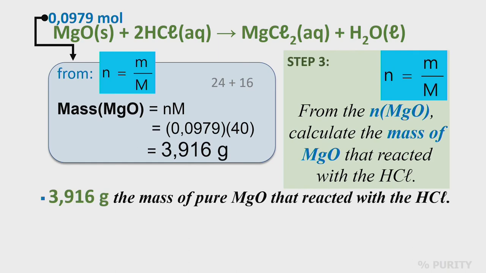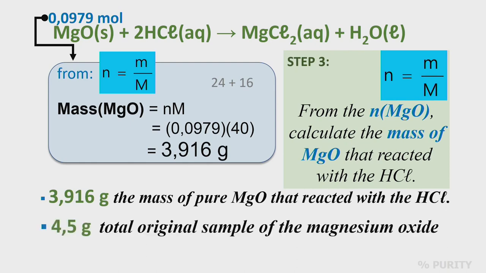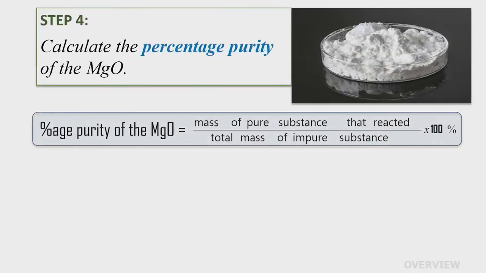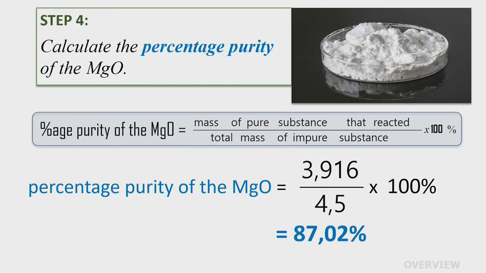So that is the mass of pure magnesium oxide. That is the original one. I use those two numbers. I take that one, divide by that one, multiply by 100, and I have my percentage. Here I go. So let's do it now. So the percentage purity is there at the top, which is 3.916, remember? And what was the mass at the beginning? 4.5 multiplied by 100%. And there I have my answer. And there you have it. 87. So the person who sent me 87 was absolutely correct.